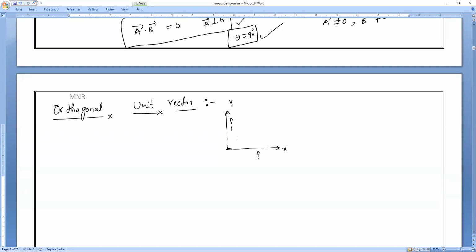Aswita, can you tell me what is the angle between I cap and J cap? Yes, 90 degrees. And is Z cap perpendicular to XY or parallel to XY? Z cap is perpendicular to XY.